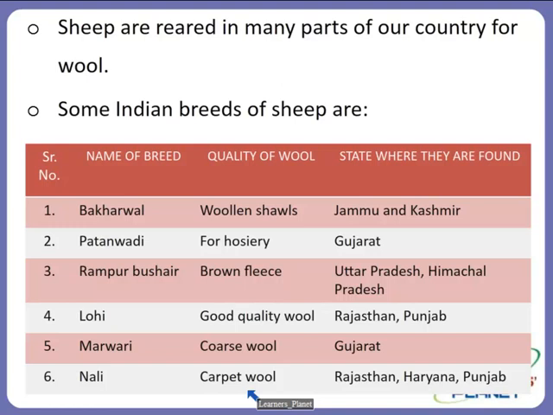Certain breeds of sheep have a thick coat of hair on their body which yields good quality wool in large quantities, like Lohi, as we mentioned earlier. And these sheep are selectively bred, with one parent being a sheep of good breed. That is why we obtain a good quality of wool from them. And once the reared sheep have developed a thick growth of hair, the hair is shaved off for getting wool.